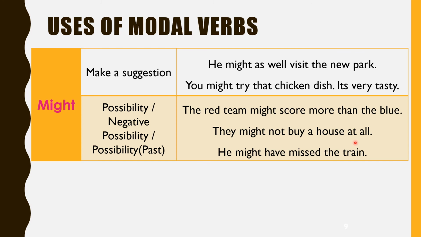Negative possibility, here we are using they might not buy a house at all. Okay. Also we can use might to express a possibility in the past, like he might have missed his train. Okay, he might have missed his train, which is not present. In the past, he might have missed the train.